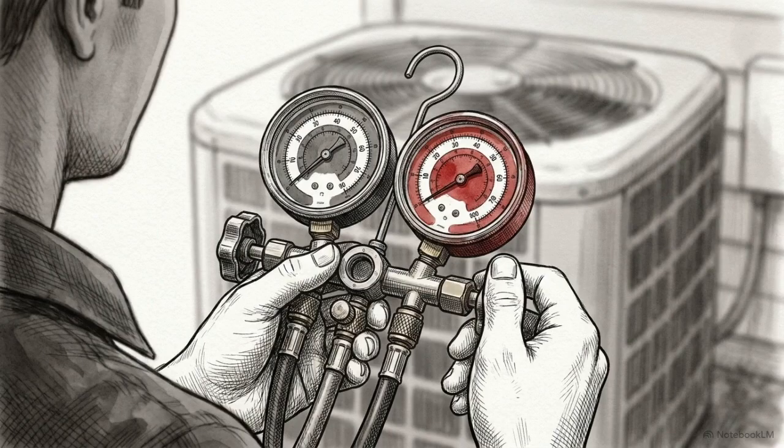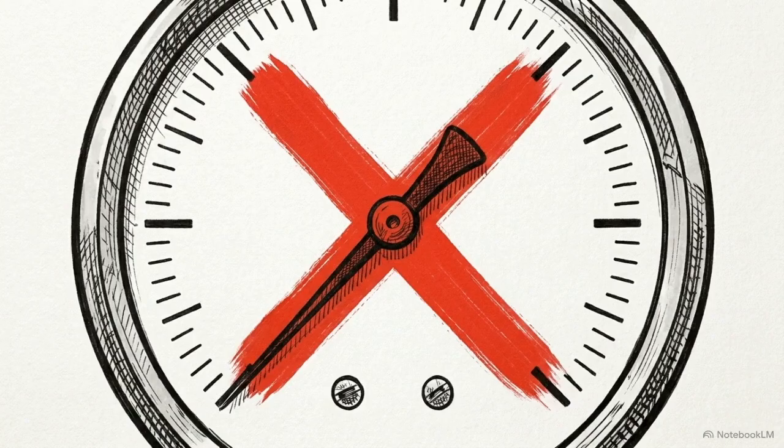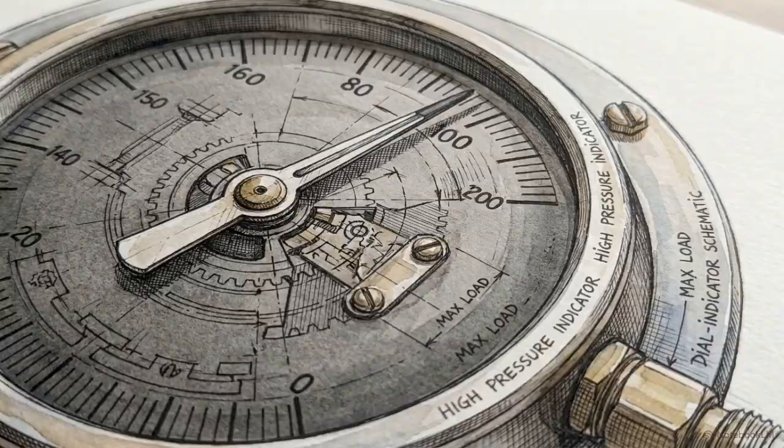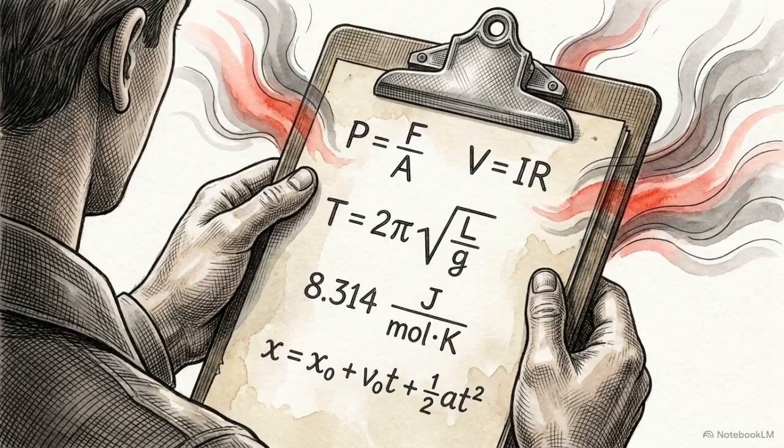Many technicians attempt to evaluate system health by reading a pressure gauge and assuming the dial tells them the exact temperature of the refrigerant. It does not. Gauges only show physical pressure. By taking the extra step to calculate subcooling, you eliminate guesswork. You prove exactly what the refrigerant is doing inside the coil.